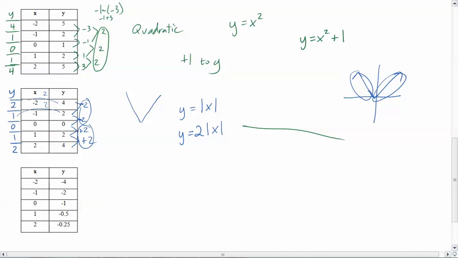All right, let's do one last one since we've got just a minute. All right, so here we go. Now you can probably look at this and already identify kind of what type of function it is, but let's go ahead and work through it.